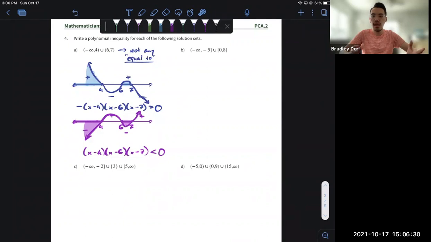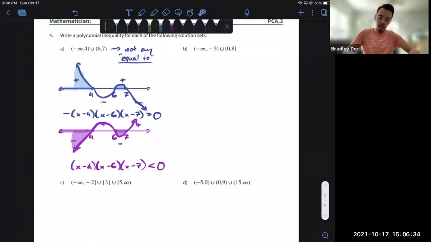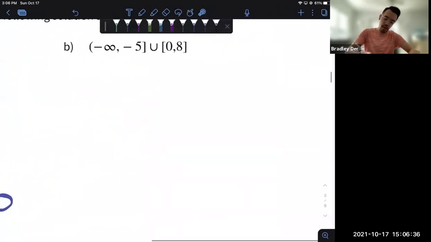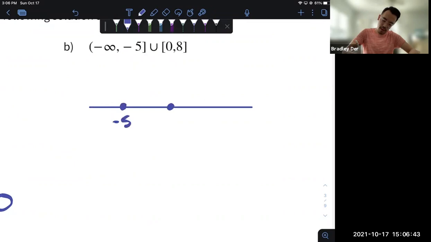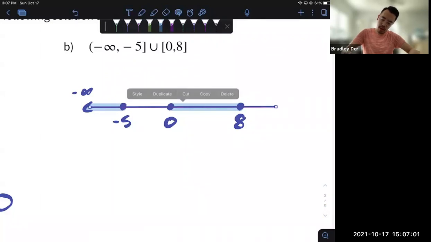All right, and again, I'm assuming that you are unpausing the video, having tried some of these problems yourself. I can go through this, and we can go a little bit quicker. Let's do it. Throw it on an axis. I've got roots at -5 and 0 and 8. It's going outwards towards -infinity. These are the sections for our solution set.